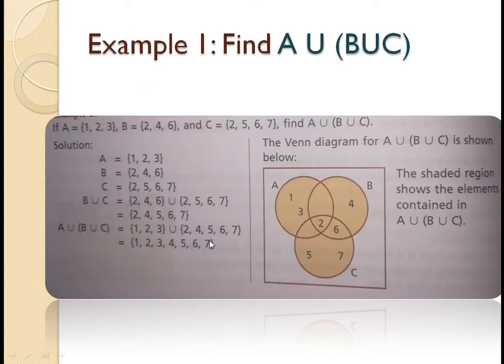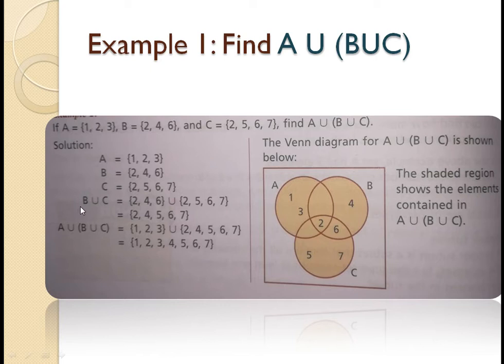Okay, now we will study more in depth, where we have to find A union B union C. Let's solve it. If A is equal to {1, 2, 3, 4}, B is equal to {2, 4, 6}, and C is equal to {2, 5, 6, 7}, we have to find A union B union C. First, we have to write all the values of the sets.